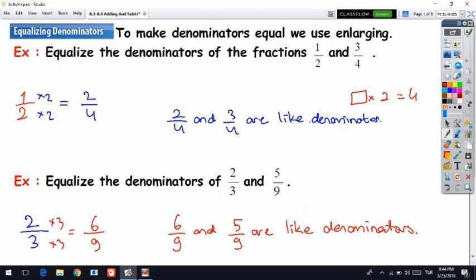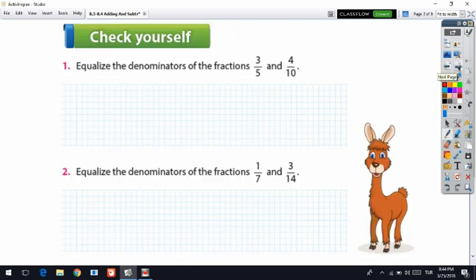Okay, that's enough. Now let's continue to practice more. Check yourself. This page is in your book also. As you can see, there is no difference between the questions on this page and the previous one. So, 3 over 5 and 4 over 10. First of all, you look at the fraction which has the smallest denominator, which is 3 over 5. I write here 3 over 5. After that, you look at the bigger denominator, then you ask, how can you get 10 from 5? We have just one correct answer, that is 2.